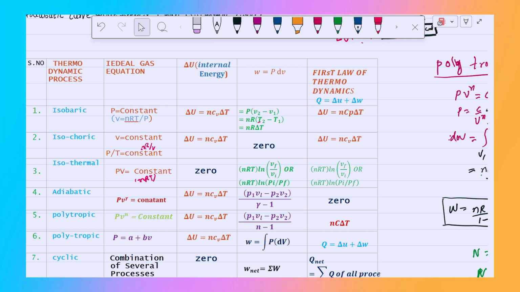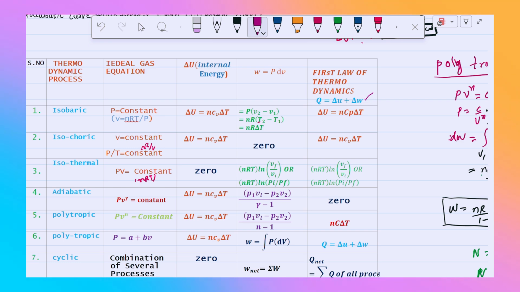Means they can ask the Q value or they can ask only dW, that means work done. These two only they will ask in the question. Depends on the given graph and process, which process you have to follow.